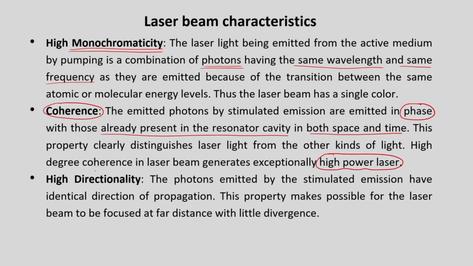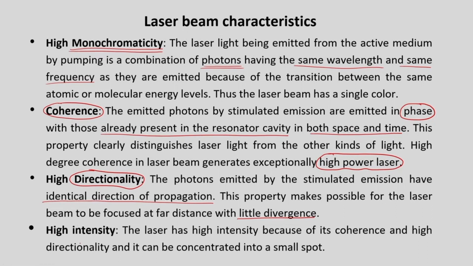The third important characteristic is directionality. The laser beam has various photons. These photons are emitted by stimulated emission and they have an identical direction of propagation. This property makes it possible for the laser beam to be focused at a far distance with little divergence. So, when all these photons are propagating in a single, identical direction, the laser can reach a very far distance with little divergence.